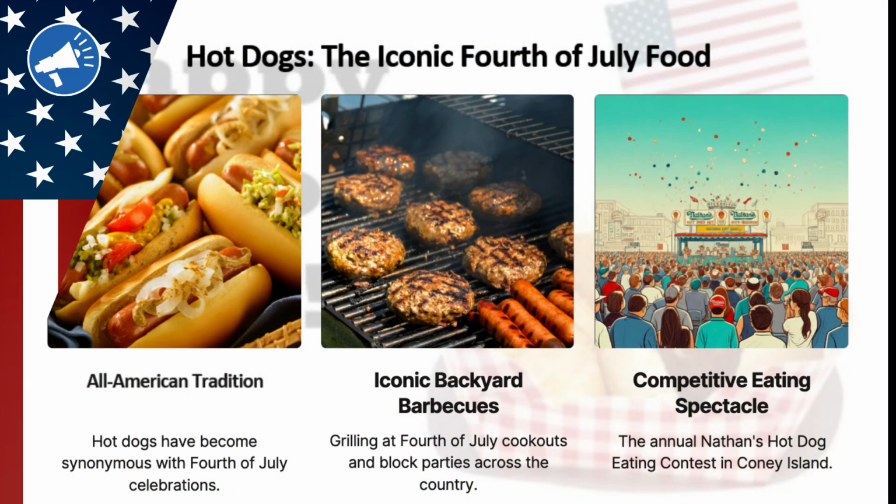The iconic 4th of July diet is represented by the following: the All-American tradition, which involves the All-American beef hot dog, which is synonymous with 4th of July celebrations. Also, the iconic backyard barbecues, where families and friends gather in block parties across the country in order to celebrate this tradition. There is also the competitive eating spectacle, which happens annually at Nathan's Hot Dog Eating Contest in Coney Island.